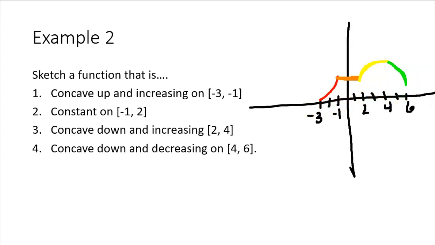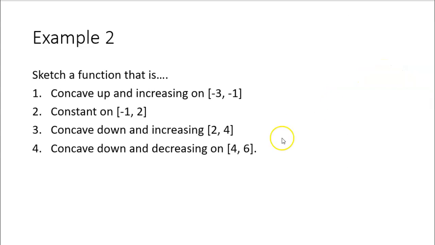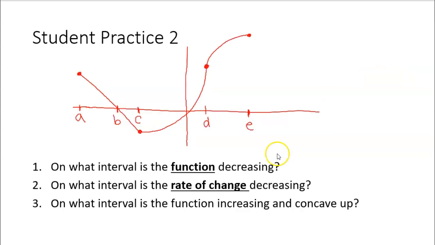Okay? So now I'm going to give you guys a picture, and it's going to be kind of similar, but instead of sketching it, I'm going to have you describe it. So I've given you a graph here, and I want you to tell me on which of these intervals is the function decreasing. Now that means on which interval is the graph going down? That's what that means. The graph goes down. If the function is decreasing, that means the graph is actually going in a downward direction as we move to the right.